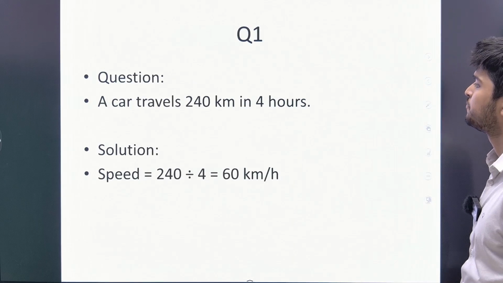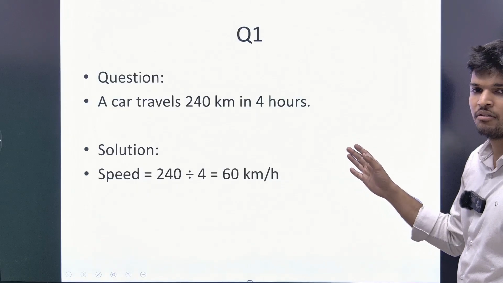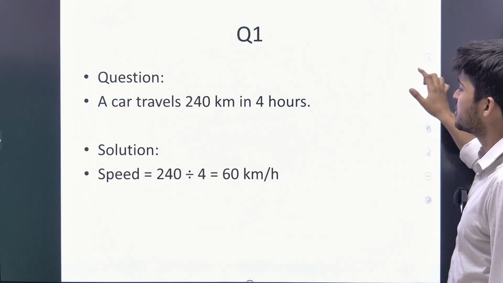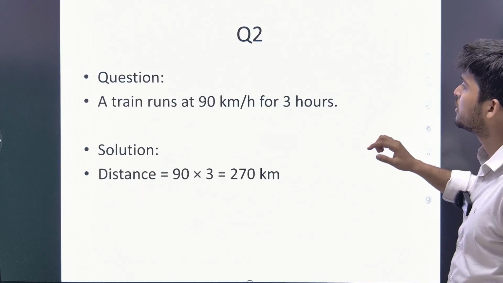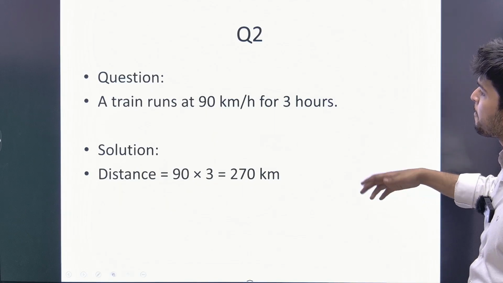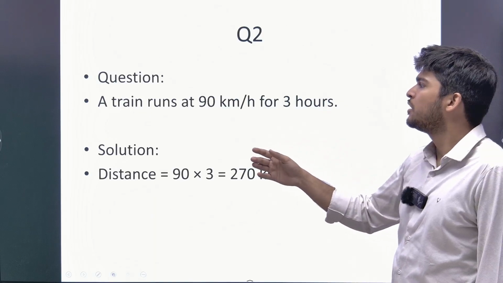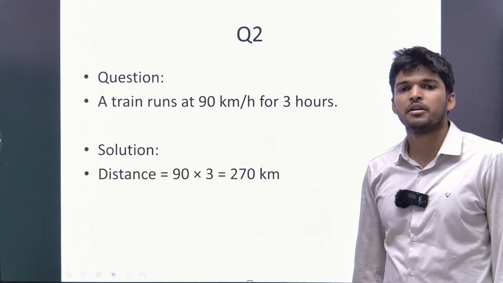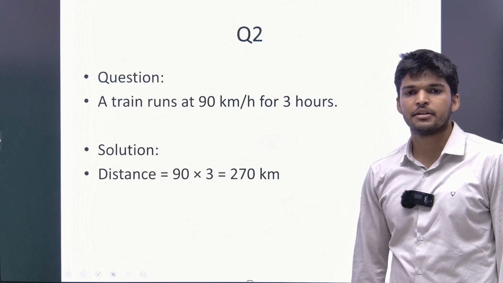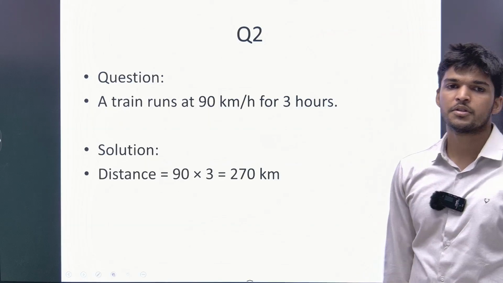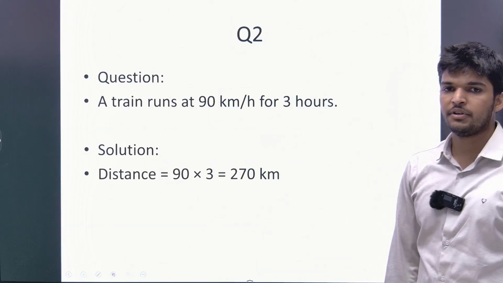We all know it. A question very basic, just say it, haven't solved it, because I've already solved a similar question previously. Another basic simple question, we'll just go through it once in 30 seconds. Train runs at 90 kilometers per hour for straight 3 hours. So we have to calculate the distance, which would be equal to speed into time, that's 90 into 3 equals 270 kilometers.